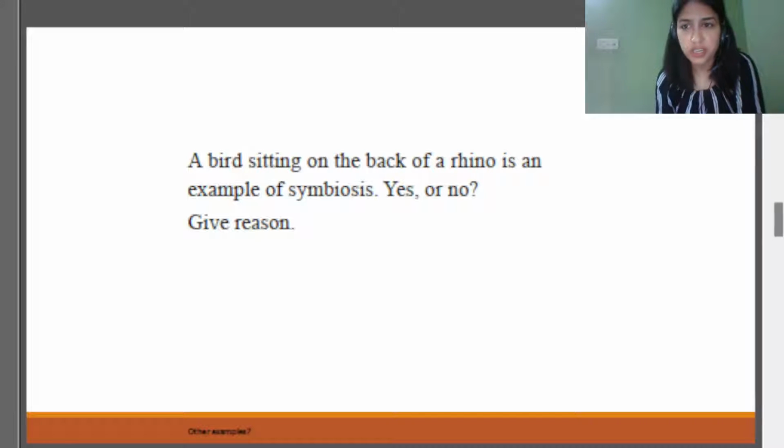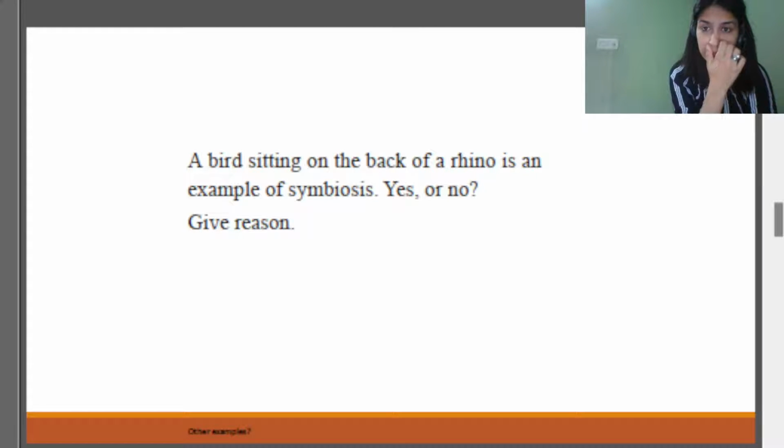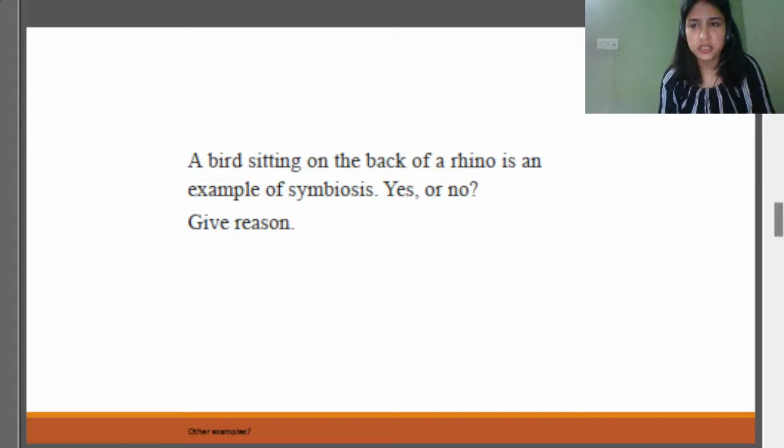Okay, now when you see a bird sitting on the back of a rhino, is it an example of symbiosis? Yes or no? You can give your reasons. Yes. When a bird is sitting there, he must be eating some ticks or lice from the rhino, so that would make this a symbiotic relationship, because the rhino is getting rid of the ticks on his body, while the bird is having his food. They are both getting the benefit and no one is getting harmed, right? So that will be an example of a symbiotic relationship. So we'll be moving forward now.